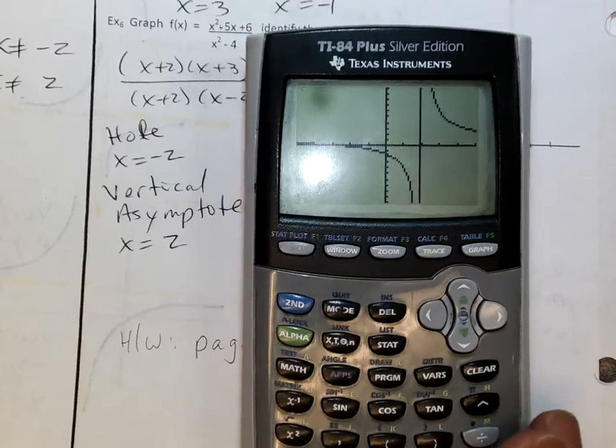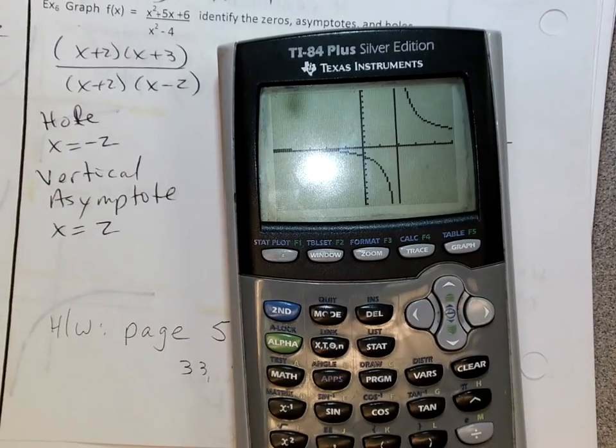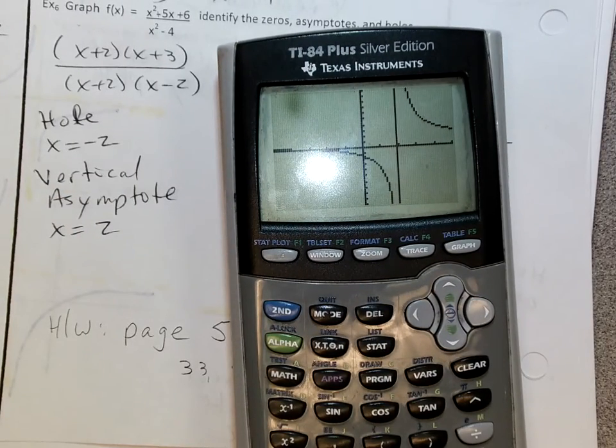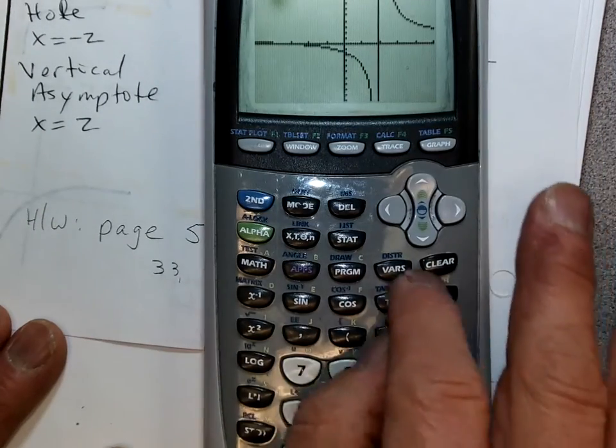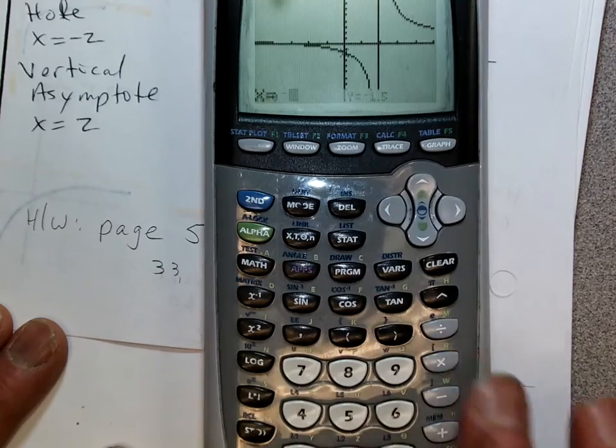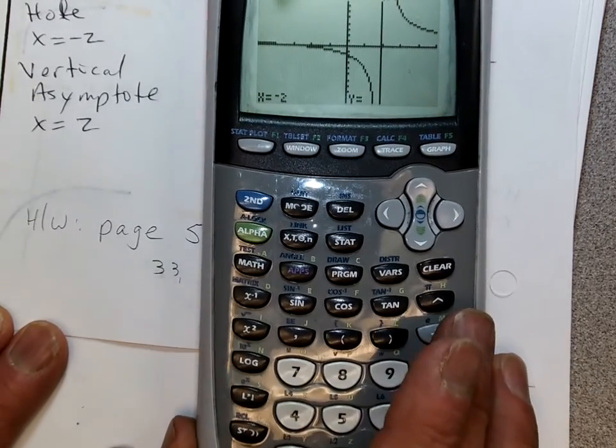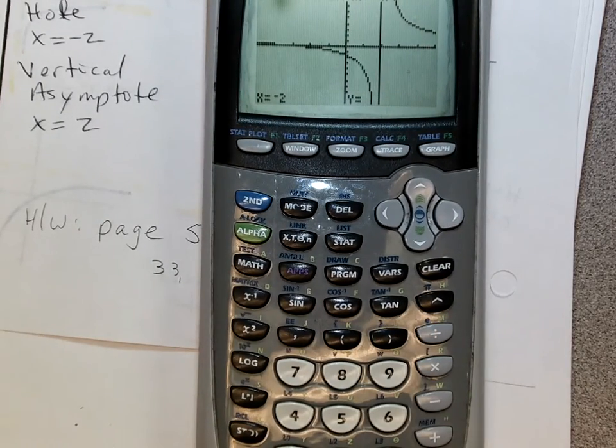What did I tell you? I told you there would be a vertical asymptote. Check it out. I told you there'd be a vertical asymptote at 2. Well, there it is. Now what about the hole? Negative 2, so let's do a trace, because at negative 2, it sure looks like there's a value here, doesn't it? But if I go to trace, I go negative 2, boom. What's the corresponding y value? There is none, right? There's no y value, because it's a hole.